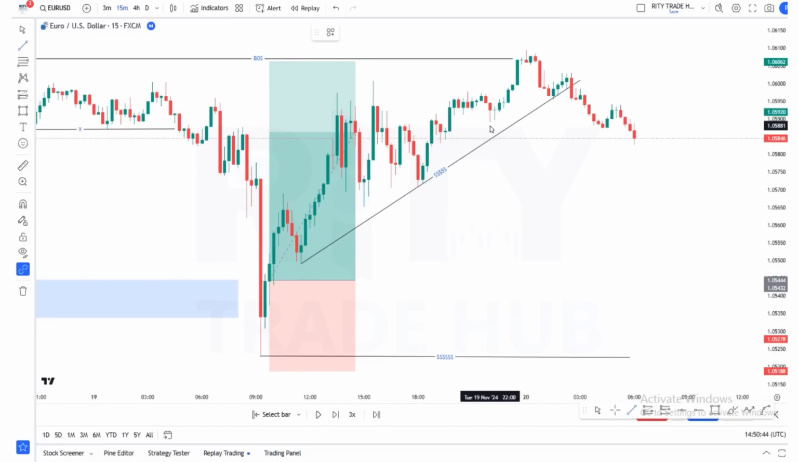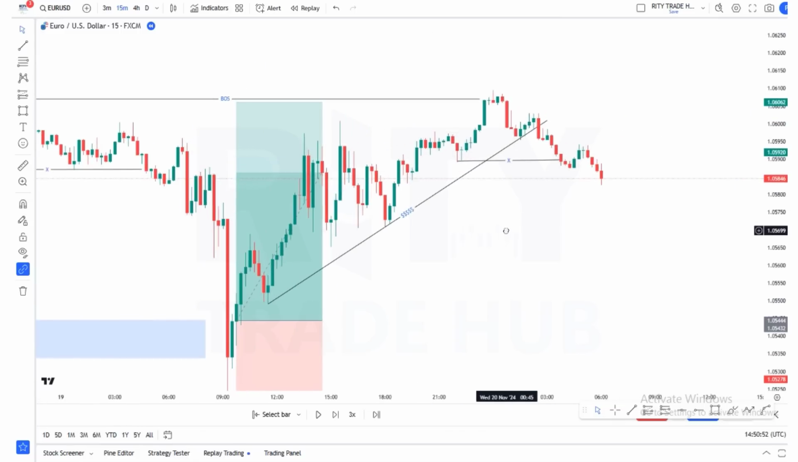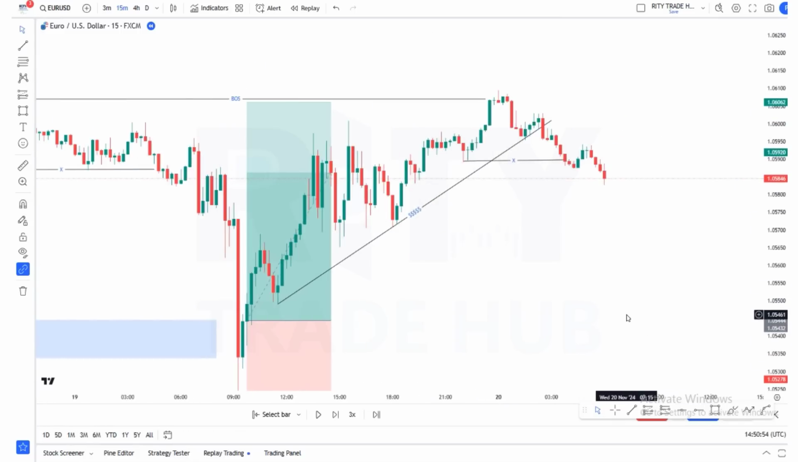So as you can see, price took out inducement from here. This is our inducement, just like in the previous scenario. After price taking our inducement, we're expecting price to push higher to break our structure high.